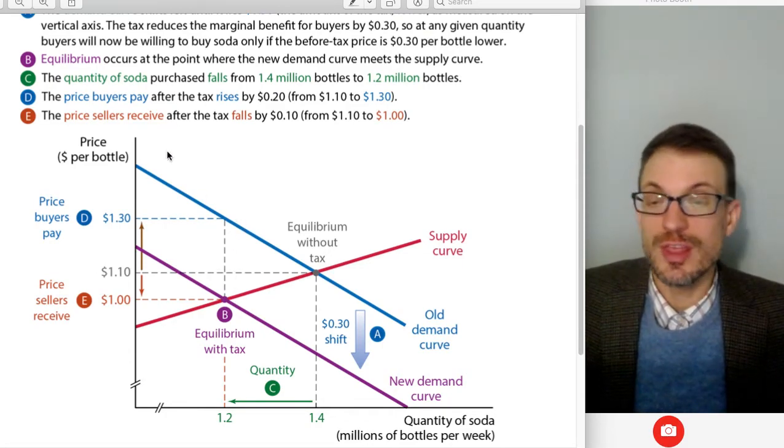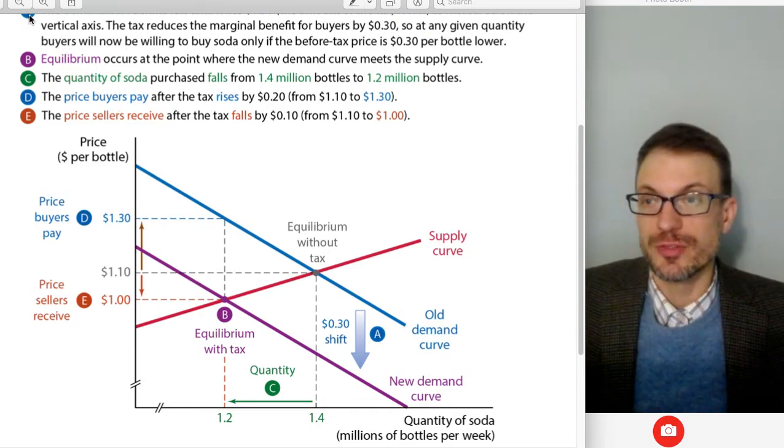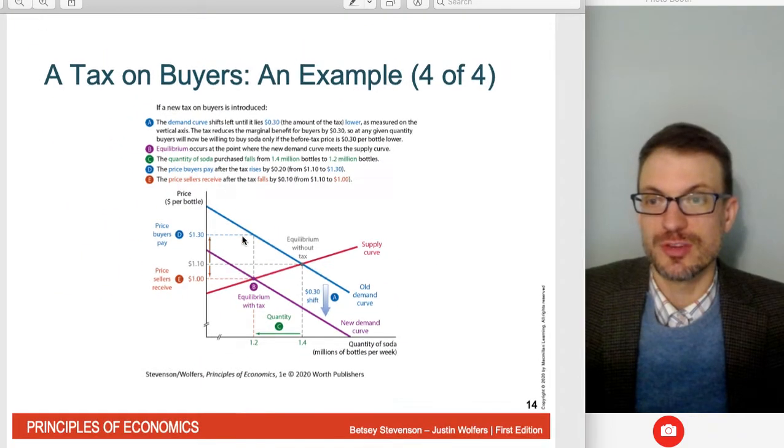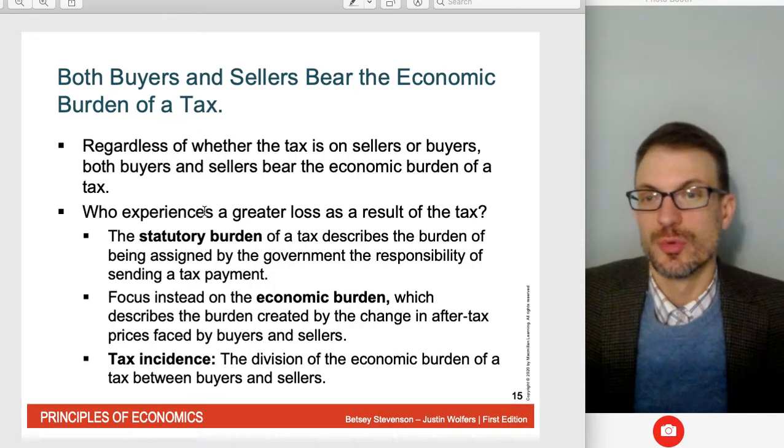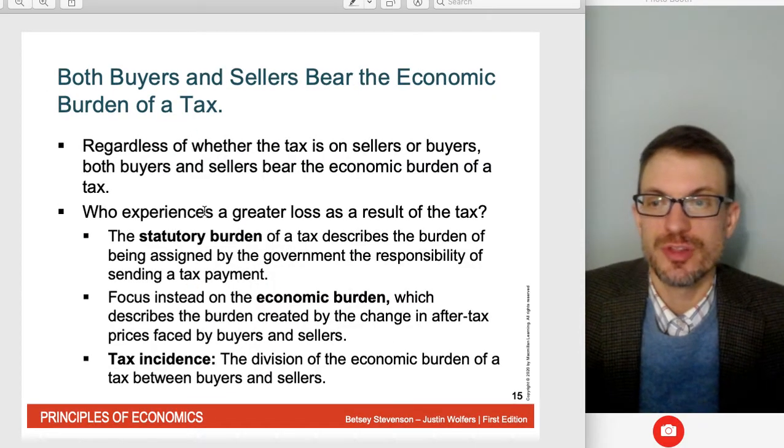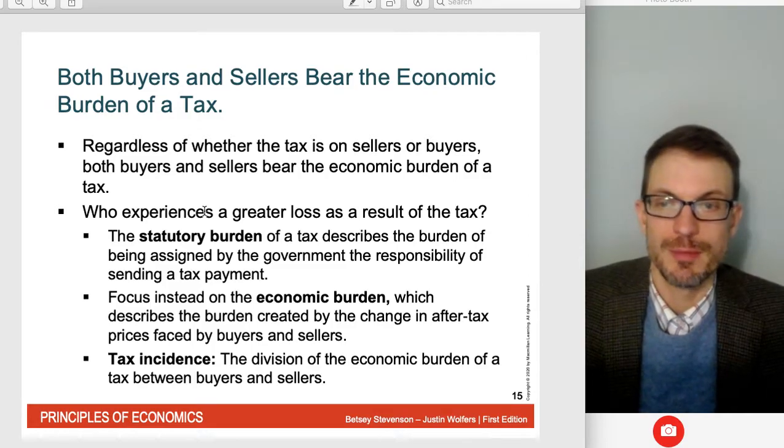And you'll notice it didn't matter if we modeled this 30-cent tax as shifting the demand curve or the supply curve. The quantity traded is still the same. The price buyers pay is the same. And the price sellers receive is still the same. And that's an important lesson. So regardless of whether the tax is on buyers or on sellers, both buyers and sellers bear an economic burden.